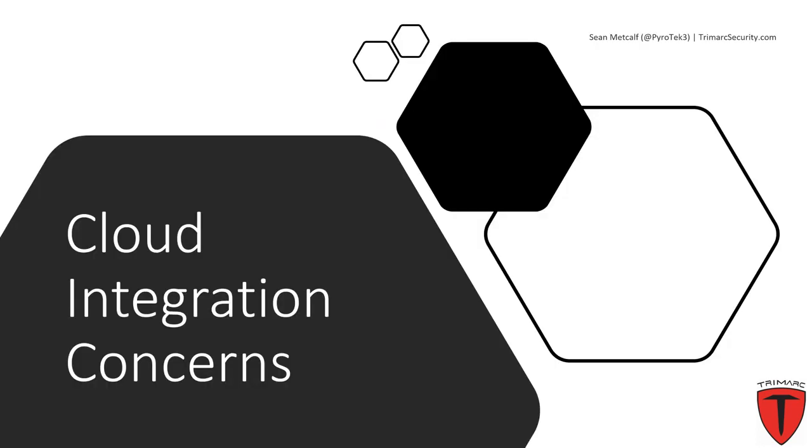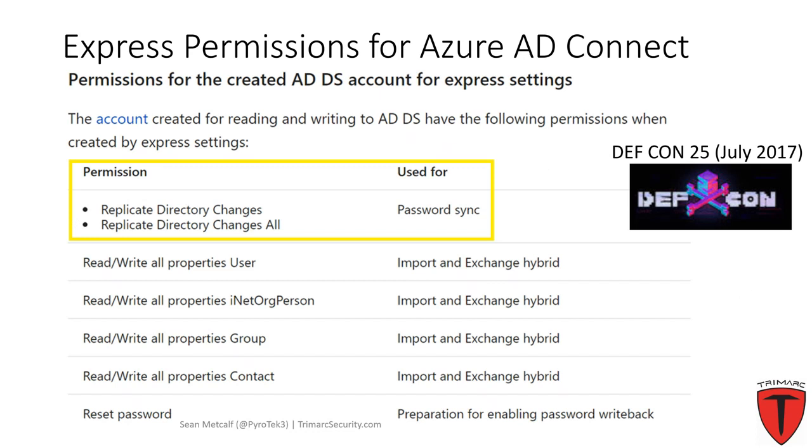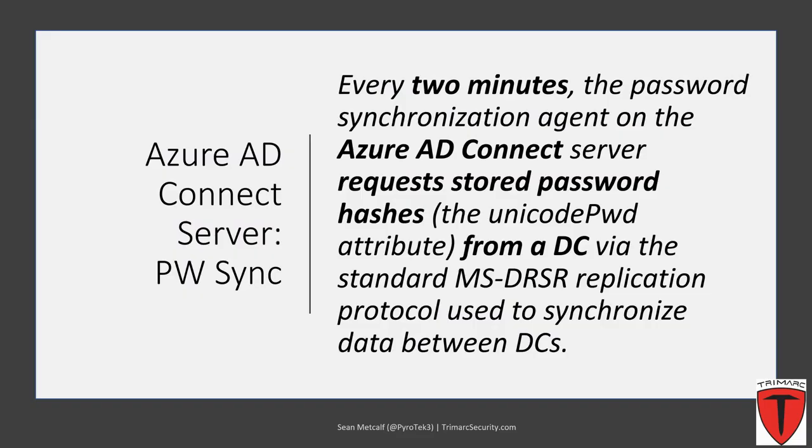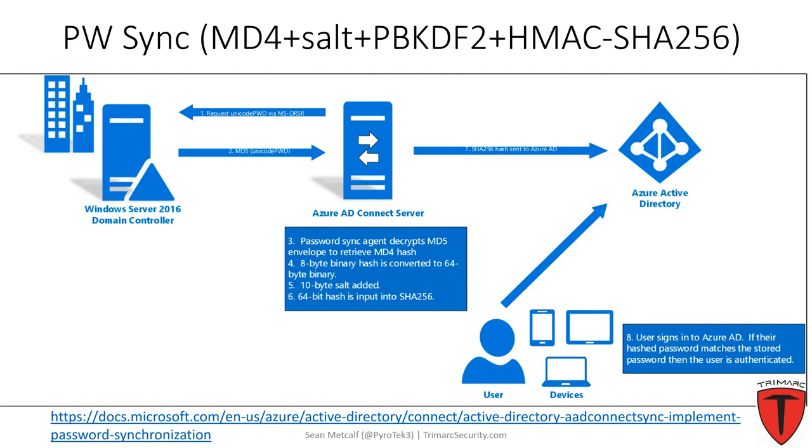And then with cloud integration, there's some concerns. Azure AD Connect, the default rights with express permissions, provides the rights for password sync. Well, that's what Azure AD Connect does. I talked about this at DEF CON and some of the other events, because with Azure AD Connect, these two rights are what's needed for DC sync through Mimikatz to pull password hashes, but that's pretty much what Azure AD Connect does. Because about every 2 minutes, the Azure AD Connect server requests these stored password hashes from a DC. And then it runs them through a hash function and then uploads that hash of a hash effectively to Azure AD as part of password hash sync, which is a great thing to do. And I'll talk about that in 2 weeks at my next webcast on Azure Active Directory and Office 365.